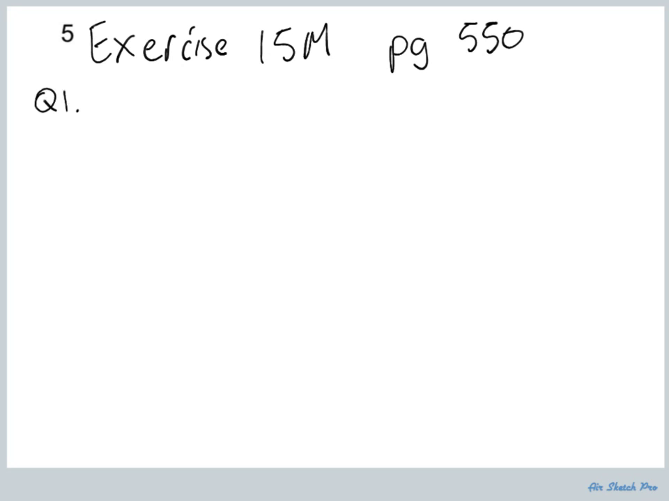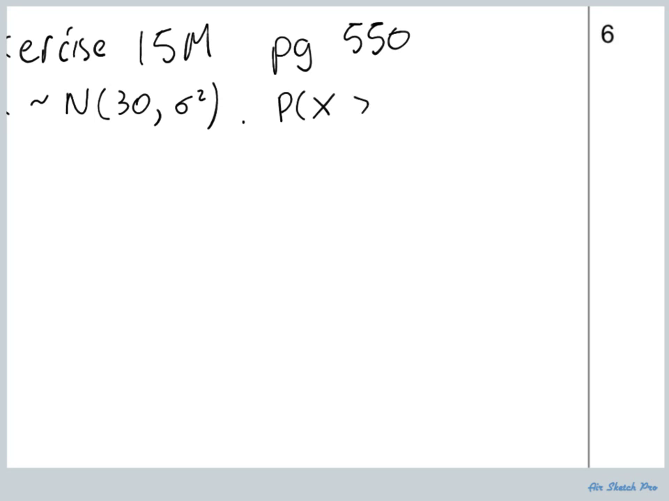So question 1: we are told that X is distributed normally with a mean of 30 and an unknown variance, sigma squared. We're also given the fact that when that random variable is greater than 40, the probability is 11.5%, 0.115. Those are the facts, and we need to find what the standard deviation is in this particular instance.